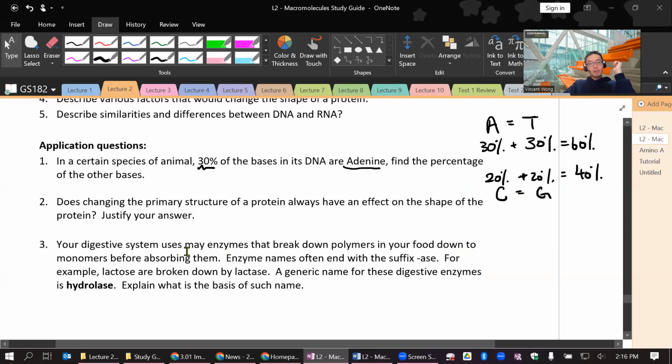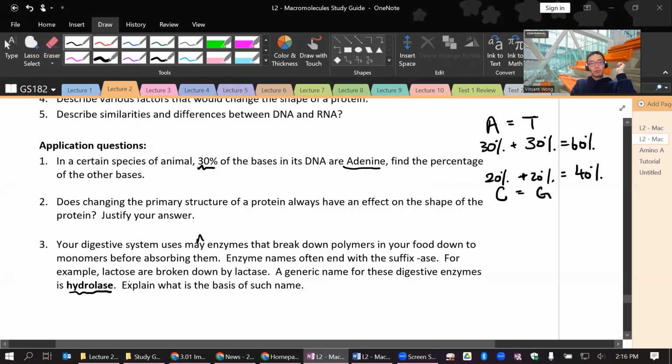Your digestive system uses many, sorry, that's a typo, many enzymes that break down polymers in your food down to monomers before absorbing them. Enzyme names often end with the suffix -ase. For example, lactose is broken down by lactase. A generic name for these enzymes is hydrolase. Explain what is the basis of such a name.